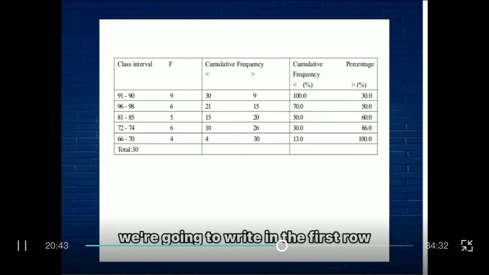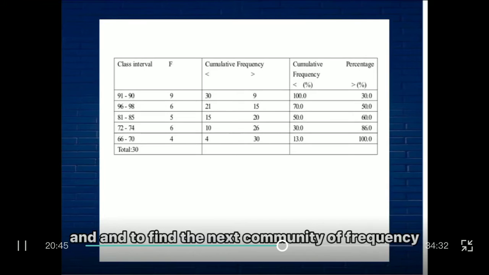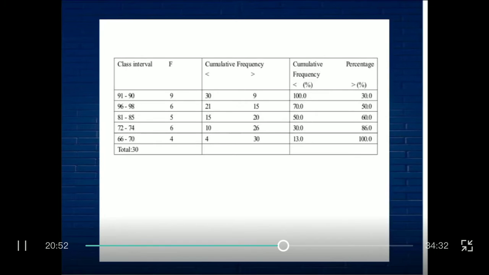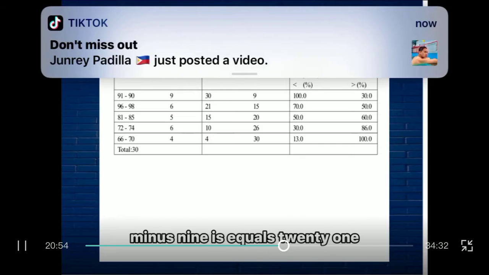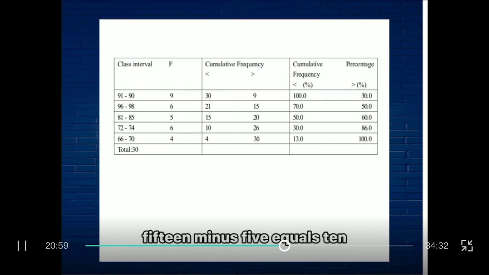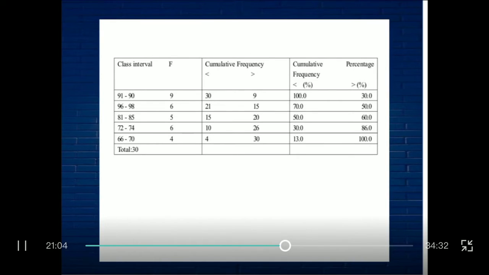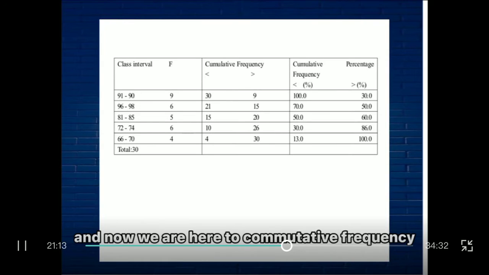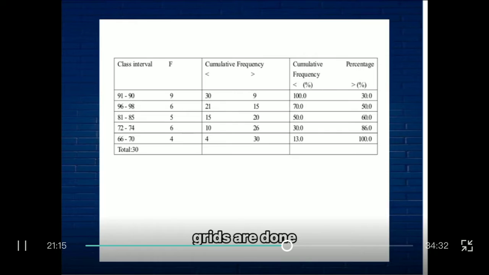We're going to write it in the first row, and to find the next cumulative frequency lesser than, you will subtract 9 from 30. So 30 minus 9 is equal to 21. 21 minus 6 equals 15. 15 minus 5 equals 10. 10 minus 6 is equal to 4. So that is the cumulative frequency lesser than.